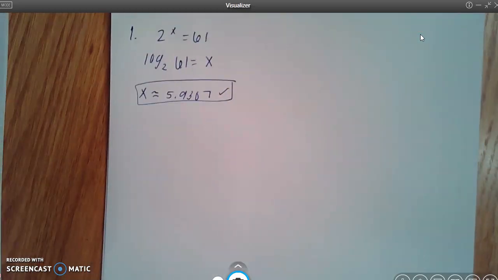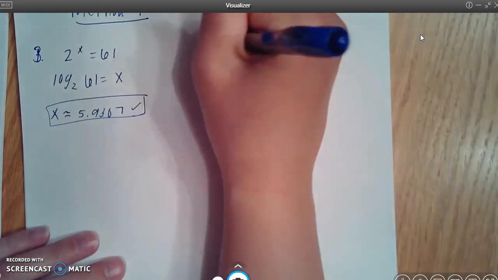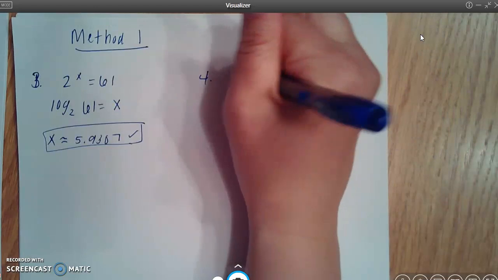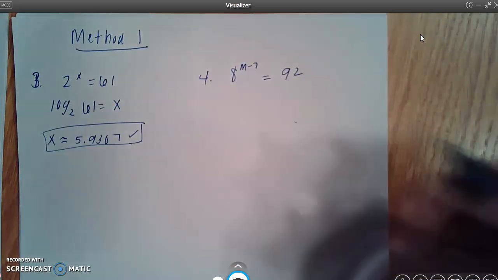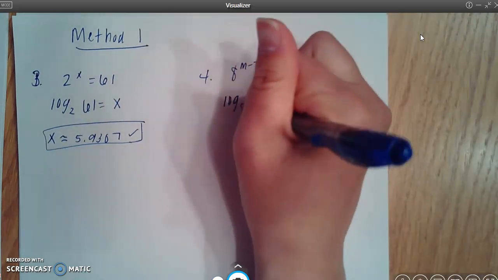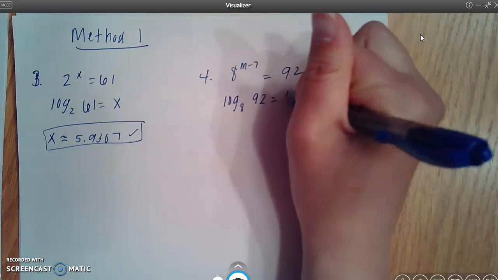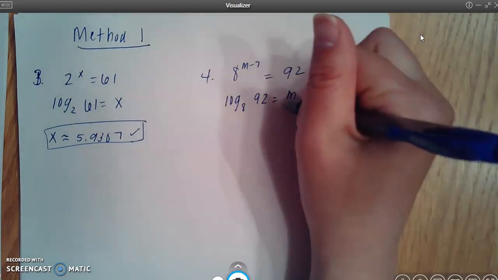Okay, so let's try number 4. Oh, that's number 3, by the way. Here's number 4. Okay, so we have 8 to the m minus 7 is equal to 92. My 8 is already by itself, so I can rewrite this. I'm going to say this is log base 8 of 92 is equal to m minus 7. I'm trying to solve and get this m by itself.